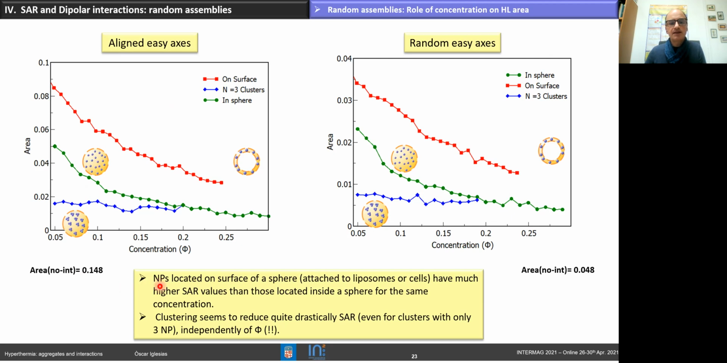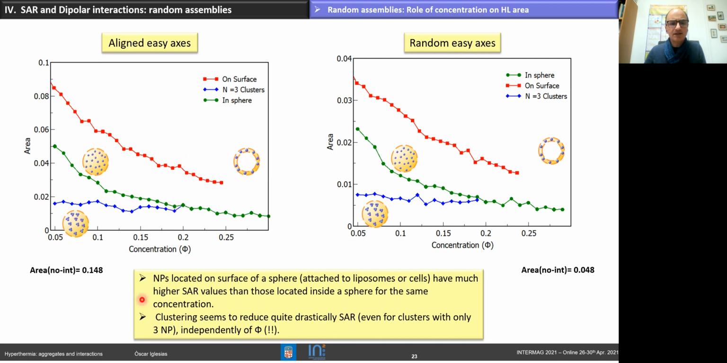we see is that in the case of nanoparticles located at the surface of the sphere, this means attached to the liposome surface or attached at the surface of the cells, the SAR is much higher than when we have the particles inside the liposomes or internalized inside the cells, which means that maybe it's not necessary to internalize the particles inside the cells. Having them attached at the surface will heat up much more and destroy more effectively the cancer cells.